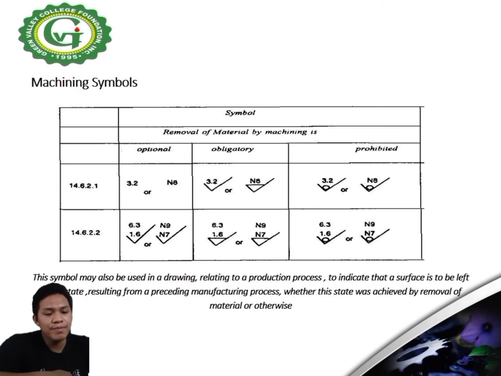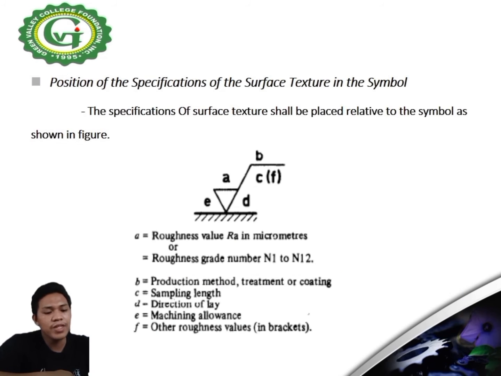This symbol may also be used in a drawing relating to a production process to indicate that a surface is to be left in the state resulting from a preceding manufacturing process, whether this state was achieved by removal of material or otherwise. Position of the specification of the surface texture in the symbol. The specification of surface texture shall be placed relative to the symbol as shown in the picture.